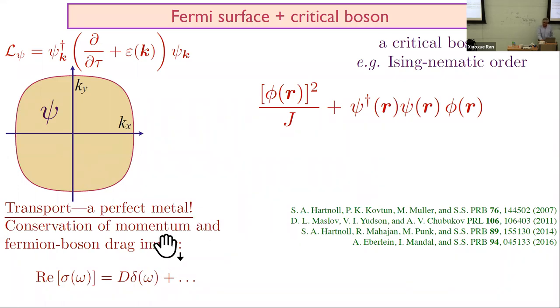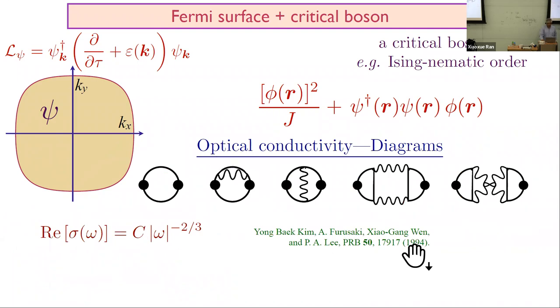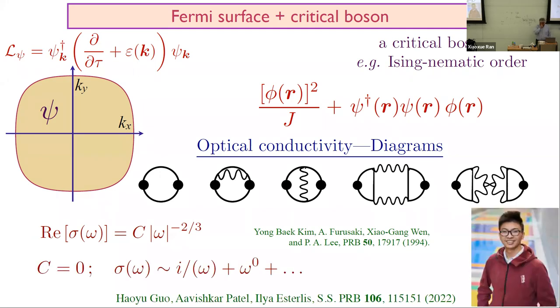Resistivity is zero. It's not T to the four-thirds or anything else. But even further, if we look at the optical conductivity, this famous paper said that the optical conductivity goes as omega to the minus 2/3, and they wrote down these diagrams to compute the optical conductivity. They computed these diagrams, but they actually failed to evaluate the coefficients. Each of these diagrams does give you a term like this. But if you sit down and actually compute this series, which Haoyu did, you find C is zero. There's nothing. It's a perfect metal.